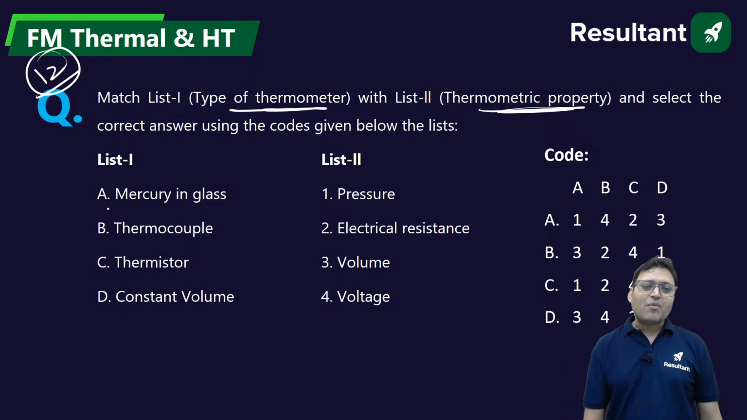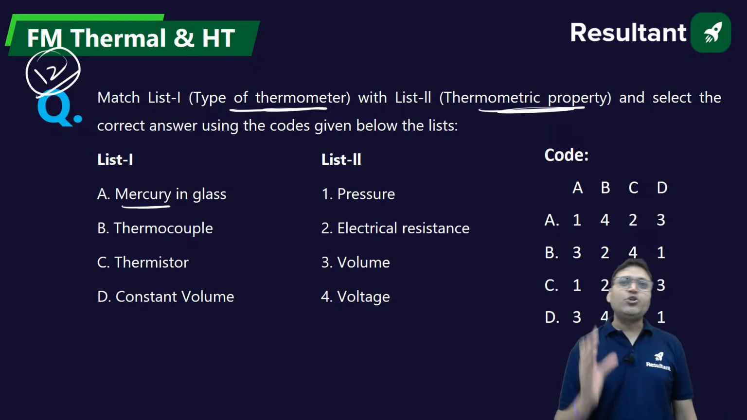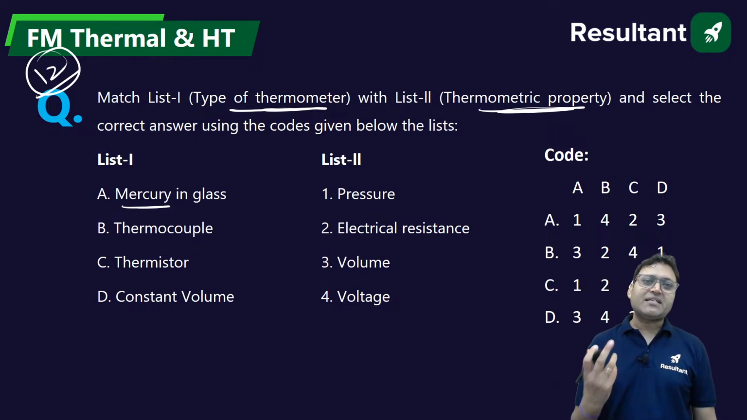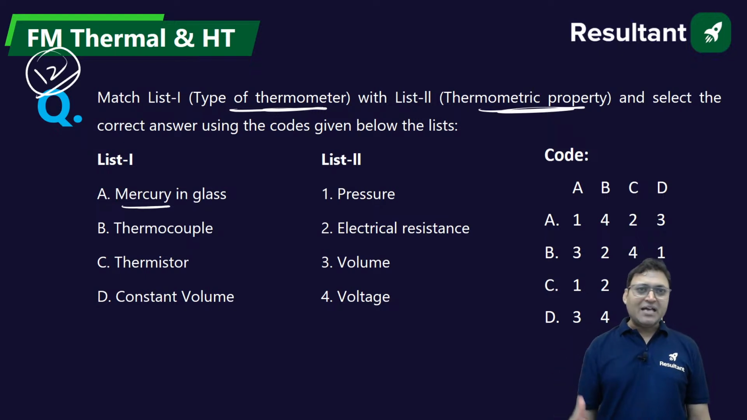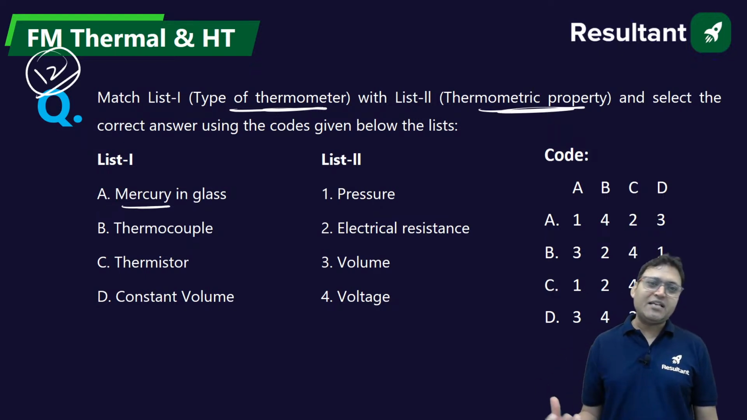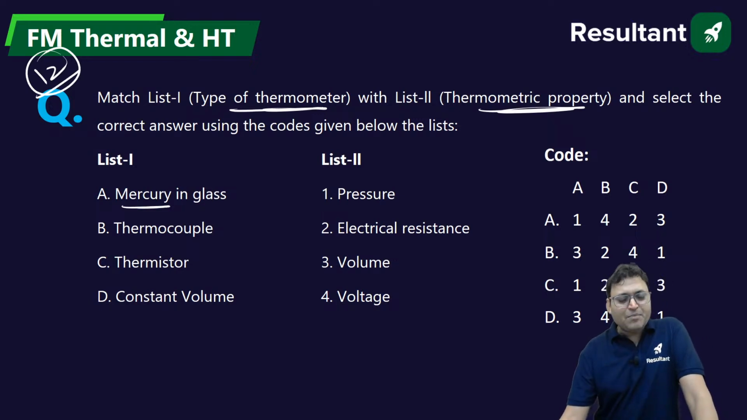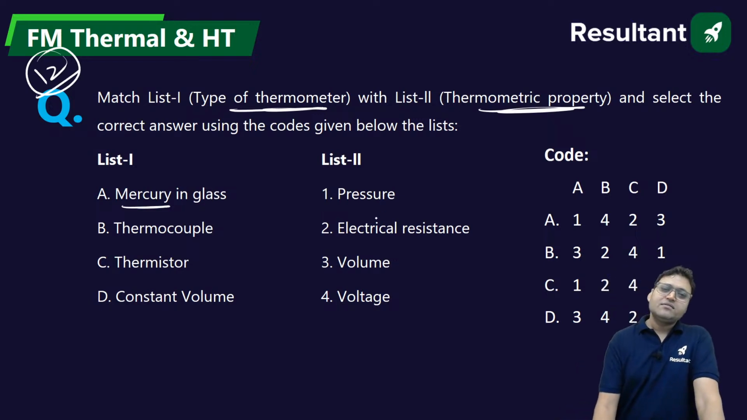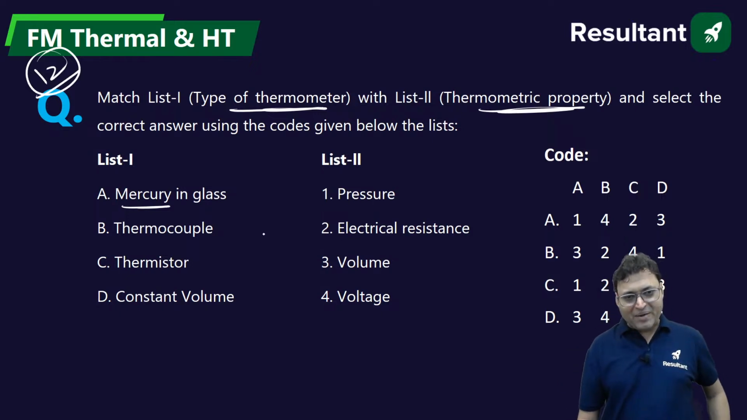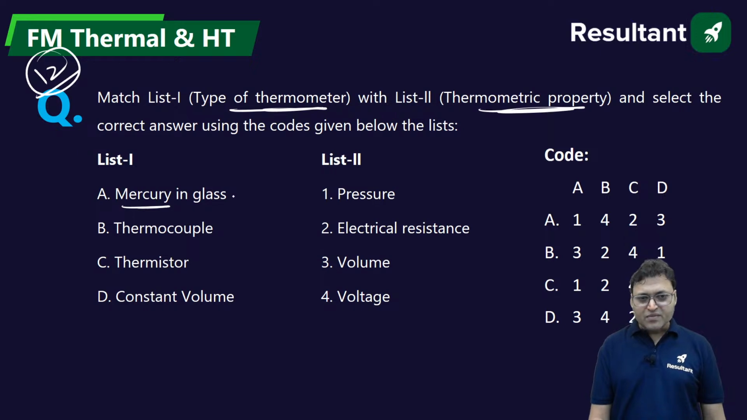So if the thermometer is mercury in glass, the mercury expands due to heating. Expansion means an increase in volume. So the rise in height or the increase in volume is the deciding parameter for temperature. The mercury in glass, which we generally use for measuring body temperature, has volume as the thermometric property, right?